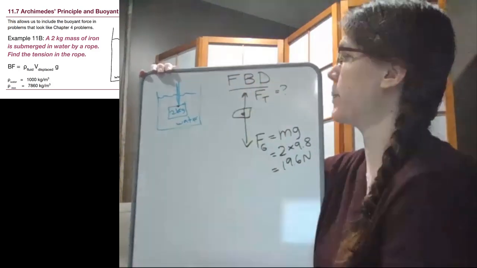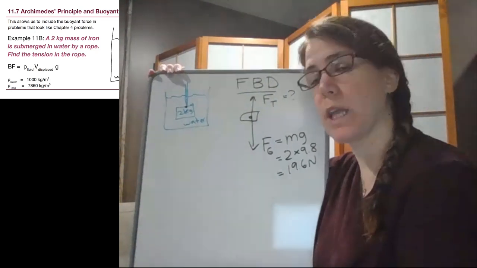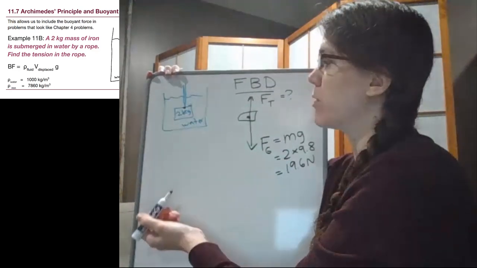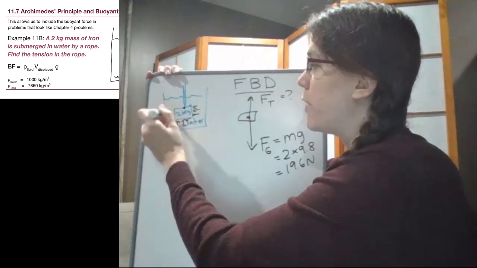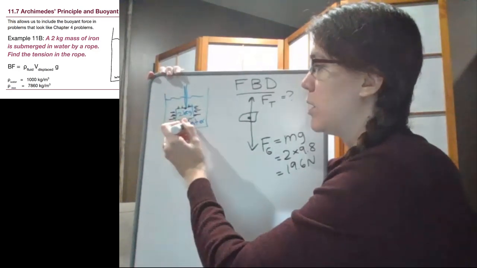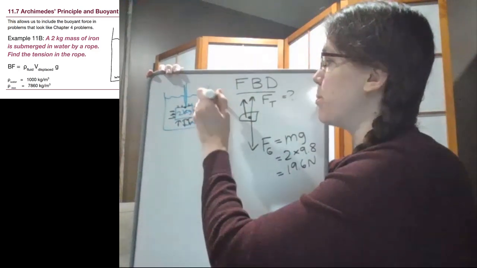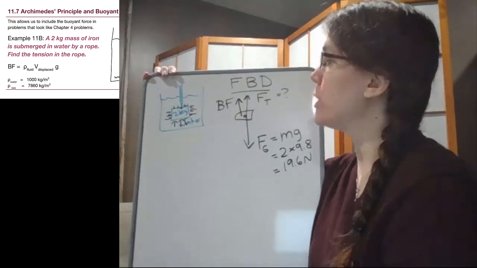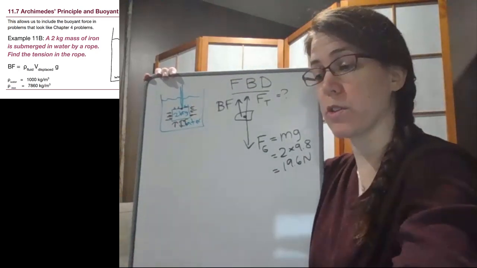That's our unknown here. But the key new problem that makes this a Chapter 11 problem and not just a Chapter 4 problem is that all of this water surrounding this block is pushing up on it. It's pushing on the sides too, but the net effect is that it is pushing up on it, because it's a much smaller force at the top. With this overall net force upwards, we have a name for that. That's the buoyant force, BF for buoyant force. Now, if we submerge this block in water and it's not moving, then the net forces are equal to zero.